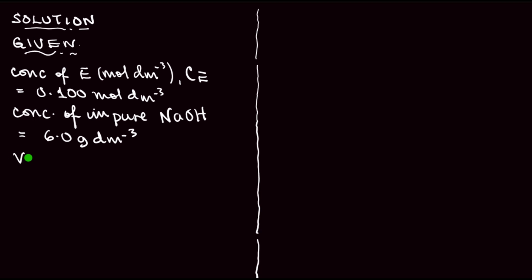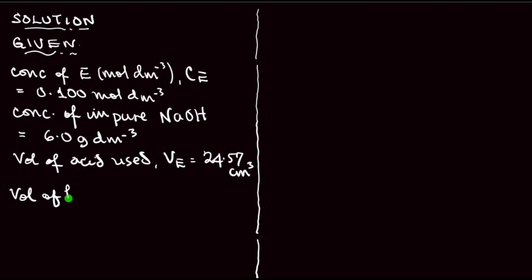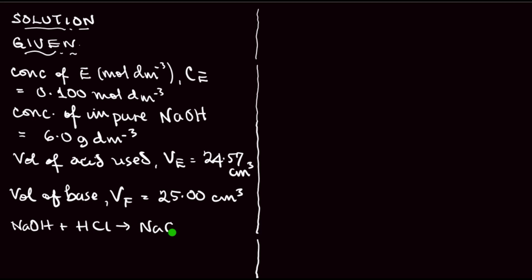Then volume of E, acid used. Volume of acid used, that's VE, we'll stick with 24.57 cm cube. Then volume of base, that's our VF, that's pipette, will be 25.00 cm cube. Okay, let's write the equation of reaction. That will be sodium hydroxide plus HCl, giving us what? Sodium chloride plus water.